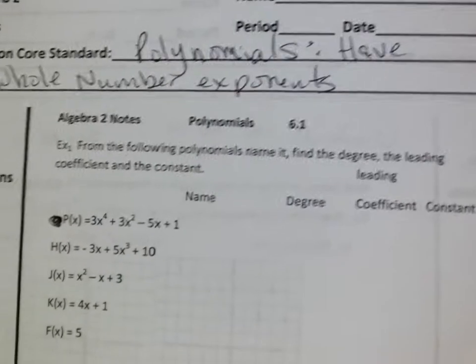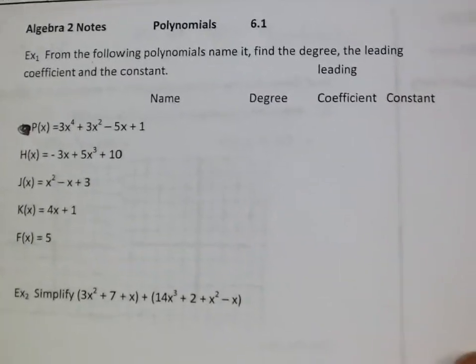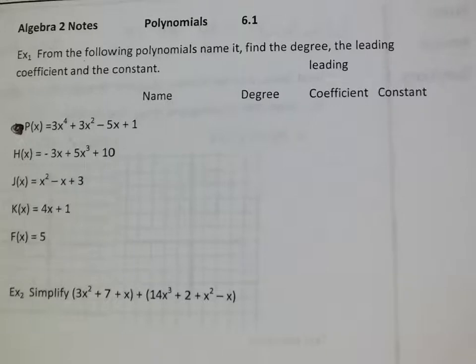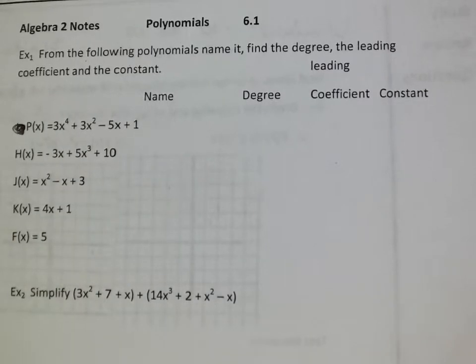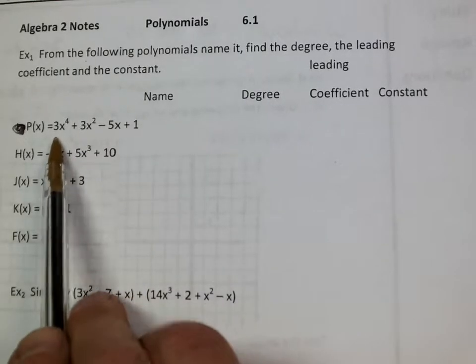So if I take a look at my examples here, every one of these exponents, like 1, 3, 4, is a whole number, right? So these are all polynomials. They're different types of polynomials, so let's go ahead and classify what they are. So first of all, the name: it's got 1, 2, 3, 4 terms.